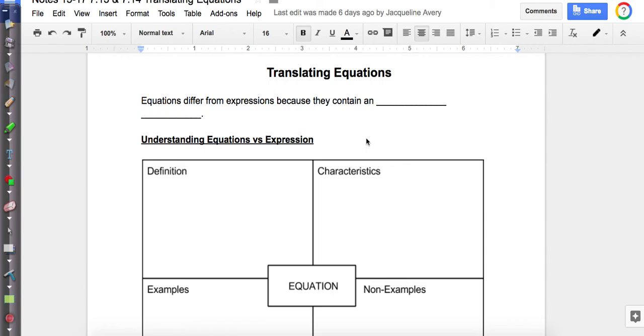So in our previous lessons, we've been translating expressions. Now we're going to translate equations. And equations differ from expressions because they contain an equal sign. So fill in the word equal sign.